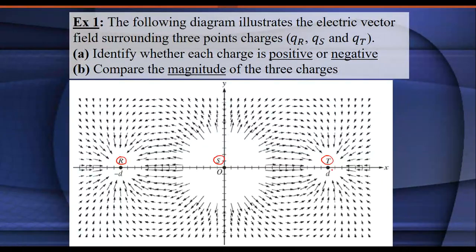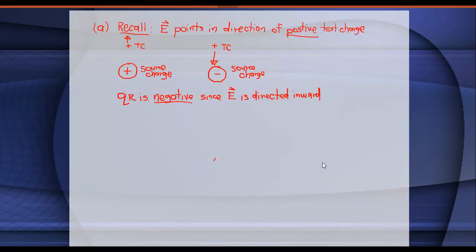Same thing with QT. QT also has the electric field lines being directed inward. So we could actually say QT is also negative. And it's negative for the same reason. Maybe I should write that out again.